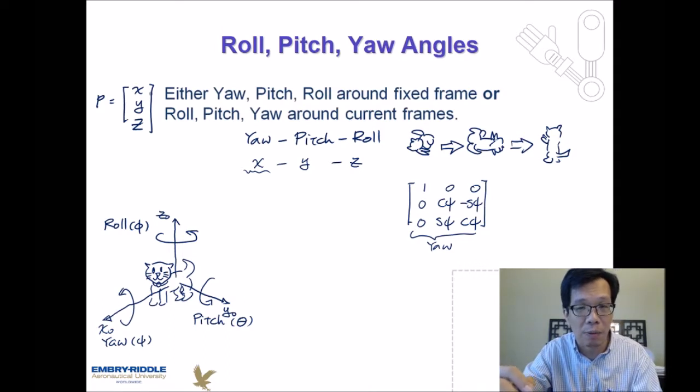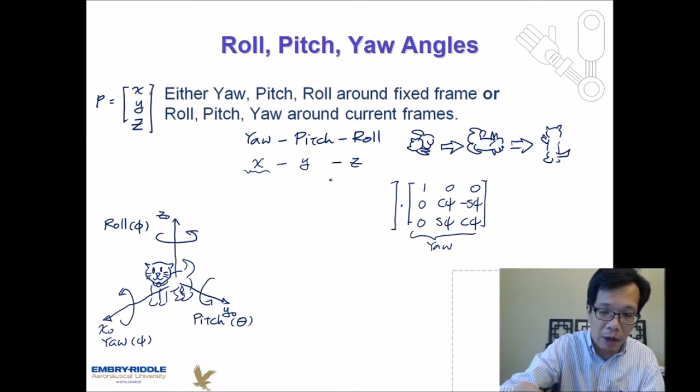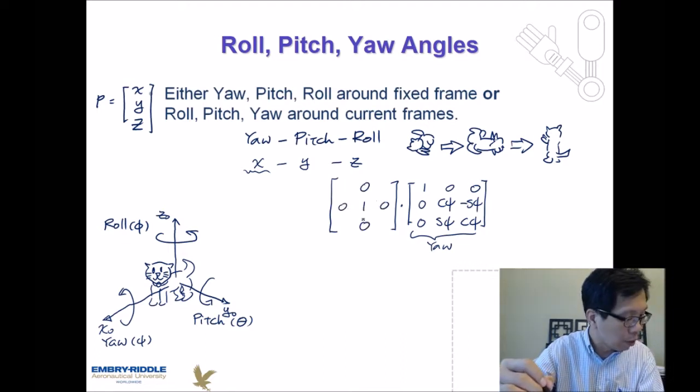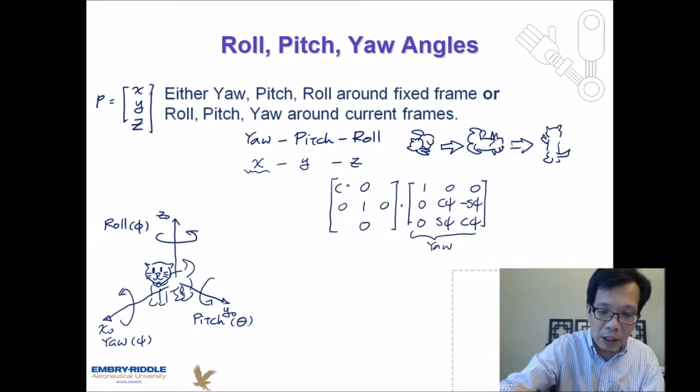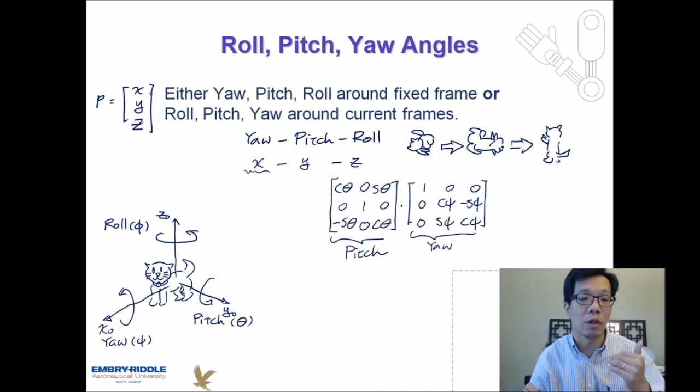So the vector is going to be rotated again, but this time it's going to be another matrix about the y direction. So it's going to look like this. We're going to have cosine theta, sine theta over here. This one over here is going to be negative sine theta, and this one over here is going to be cosine theta. Of course, this is going to be my pitch. Now, after this one, then we start to do the roll.